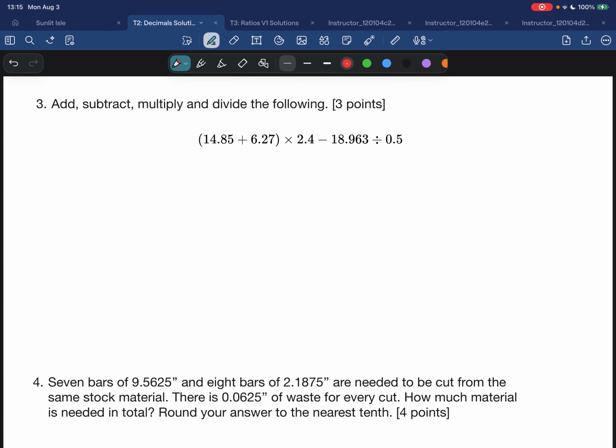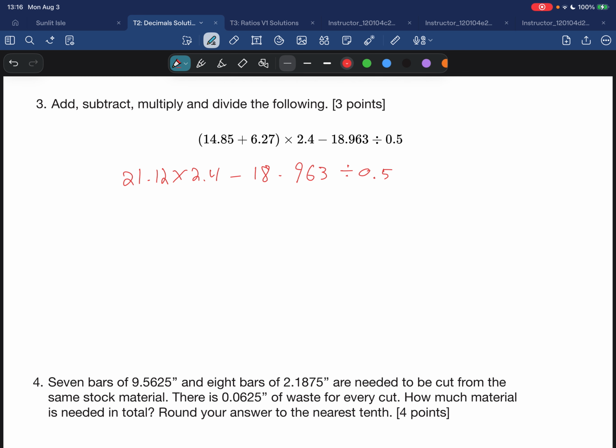But if you're going to do this one by hand, you absolutely have to do the division in the brackets first. So there's 14.85 plus 6.27. You must do that one first, which will get you, and I'm punching this in a calculator fast so I don't make a mistake in the video. Learned that one before. So this ends up being 21.12 times 2.4 minus 18.963 divided by 0.5. Great.